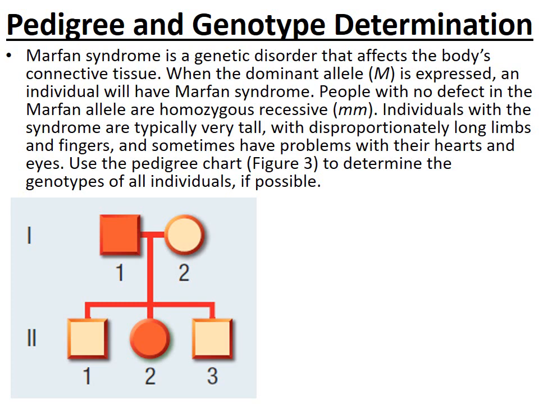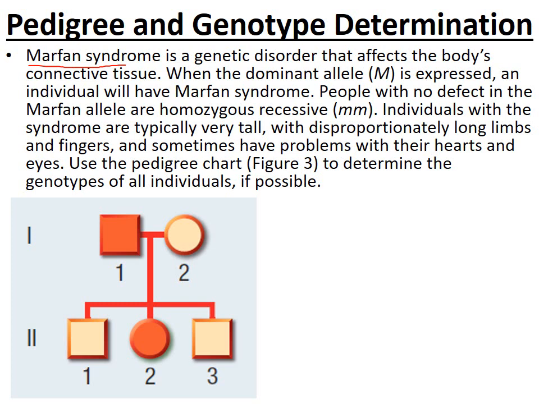So here we're going to start off with a condition called Marfan syndrome. You can see it's a genetic disorder that affects the body's connective tissue. When the dominant allele is expressed, an individual will have Marfan syndrome. People with no defect in the Marfan allele are homozygous recessive. Individuals with the syndrome are typically very tall with disproportionately long limbs and fingers and sometimes have problems with their hearts and eyes. Use a pedigree chart to determine the genotypes of all individuals if possible.